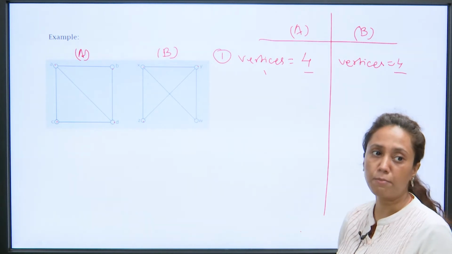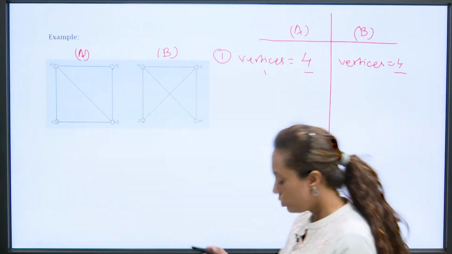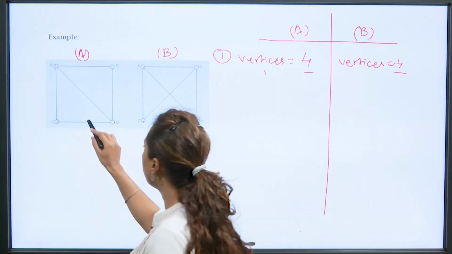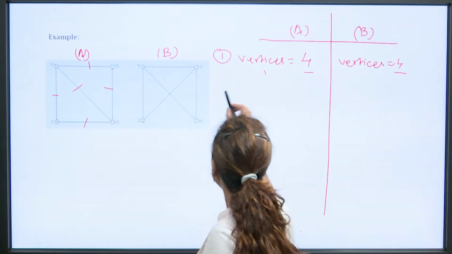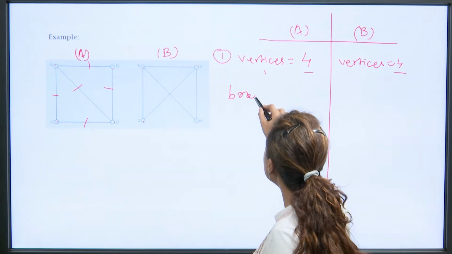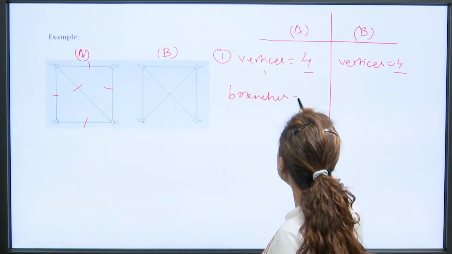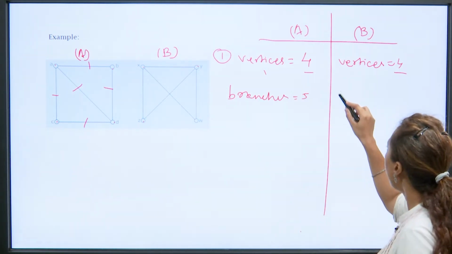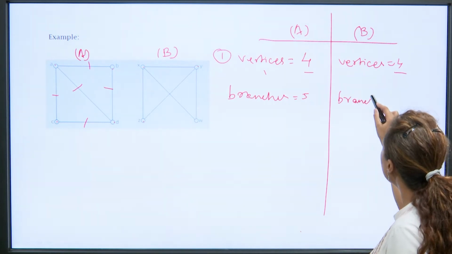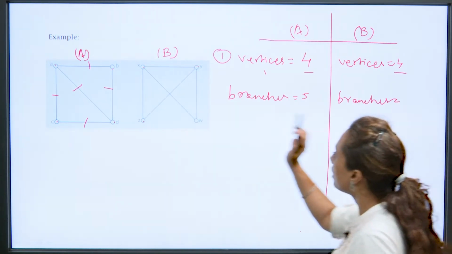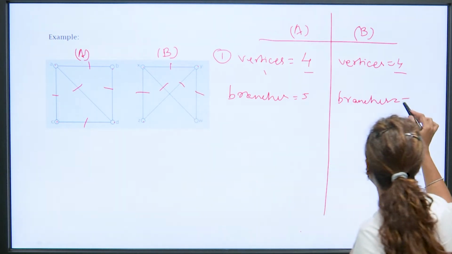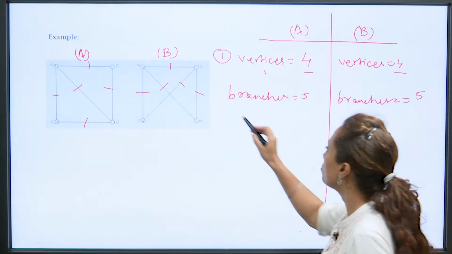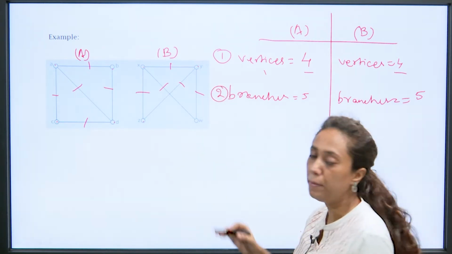The second one is that the number of branches should be the same. So, we count the number of branches. This is 1, 2, 3, 4, 5. The number of branches in graph A is 5, and the number of branches in B we count as 1, 2, 3, 4, 5. So, the number of branches is also the same. So, these 2 criteria are met.